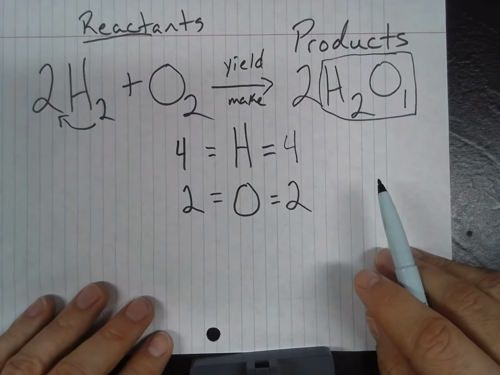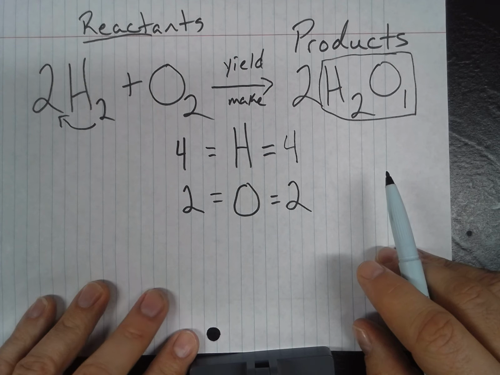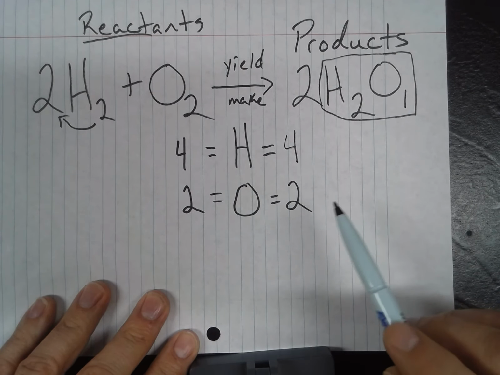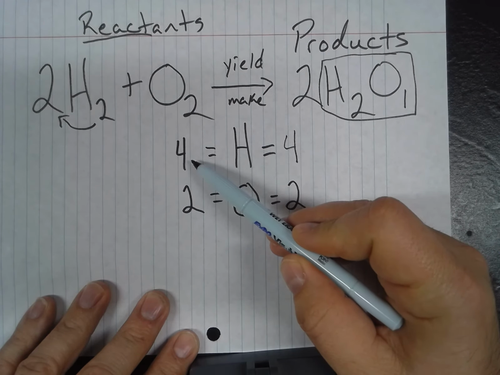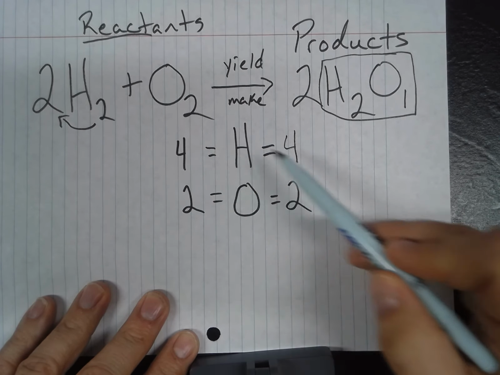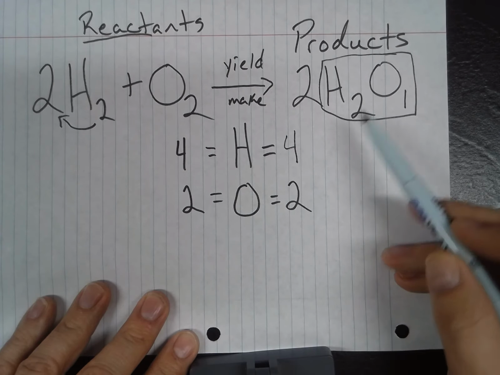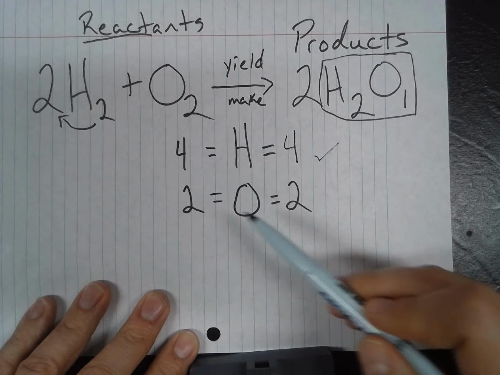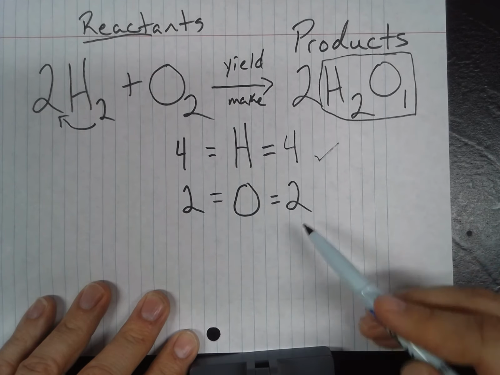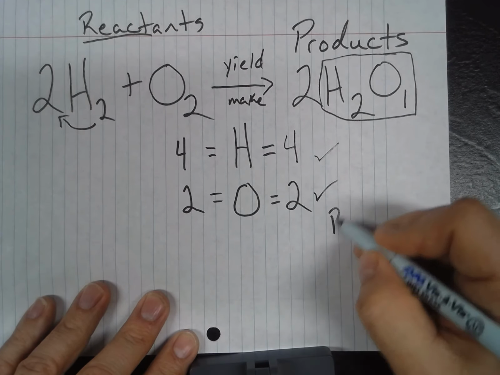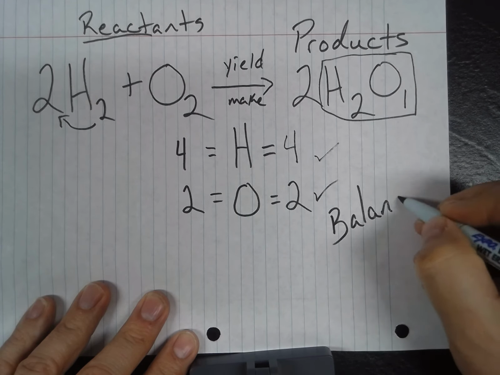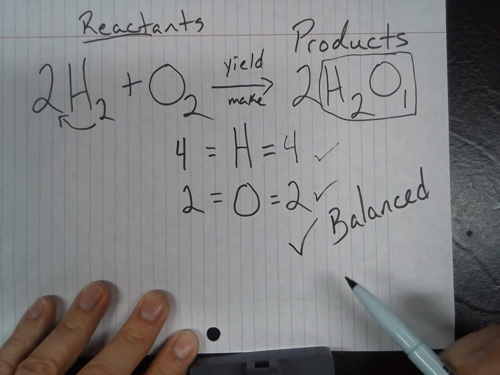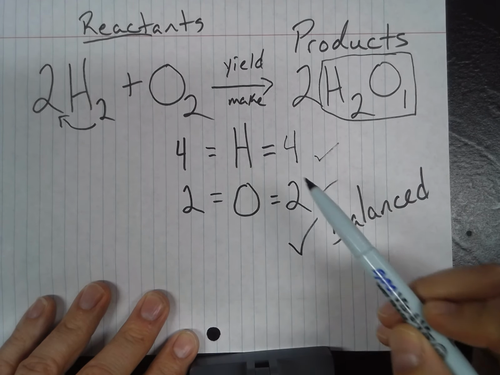Okay, so back to the law of conservation of mass. Matter cannot be created nor destroyed. What I start with, I should end with. So I started with 4 atoms of hydrogen in the reactants, and I ended up with 4 atoms in the product. That's good. 2 atoms of oxygen in the reactants, 2 atoms of oxygen in the product. That is good. This is what we say is a balanced chemical equation. It supports the law of conservation of mass that says what you start with, you end with.